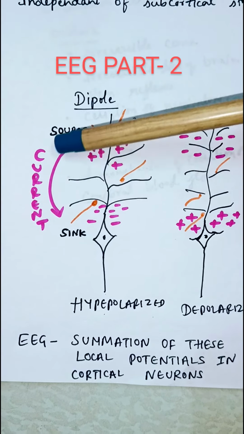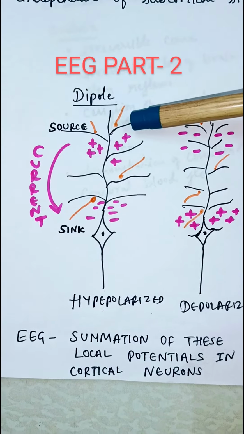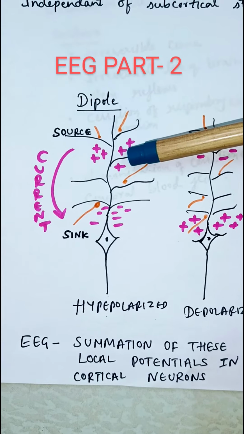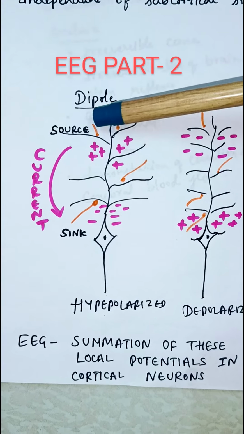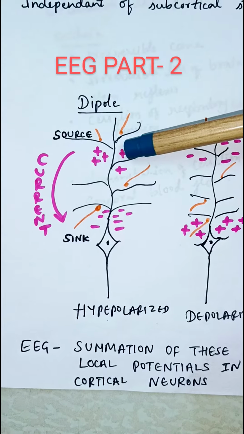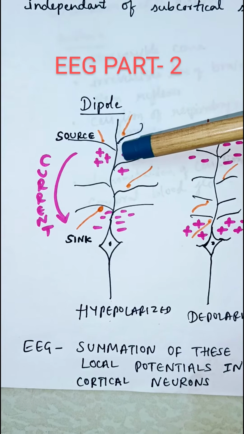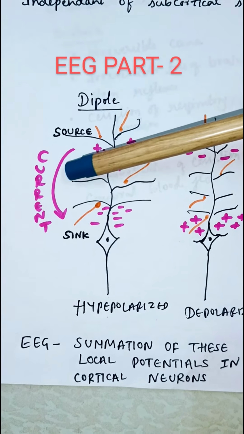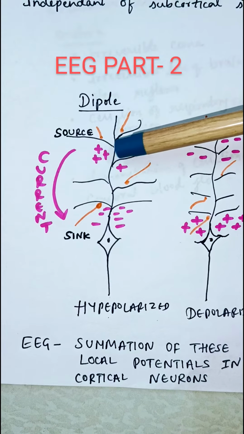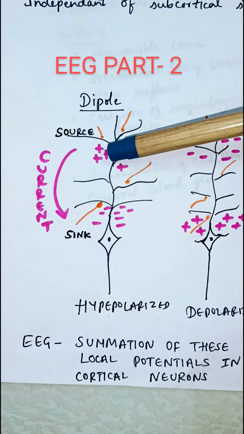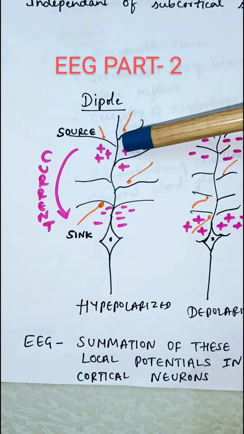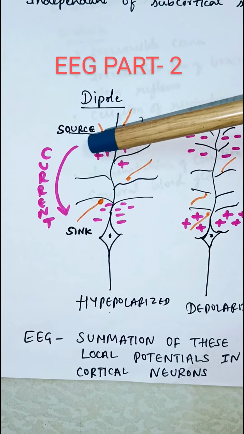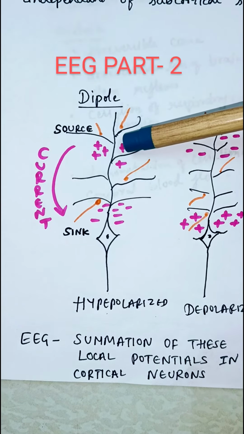Now why am I getting this electrical activity in these neurons? See now here what has happened, this portion of the dendrite is not yet stimulated, so it is not a dipole, it is just in a hyperpolarized state, meaning outside the dendrite it is positive, inside is negative. So you all know the resting membrane potential, inside is negative, outside is positive. So this is how it will be represented.